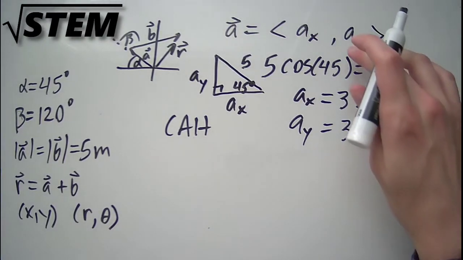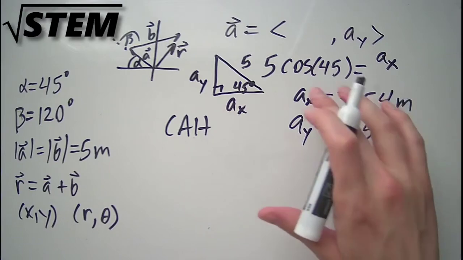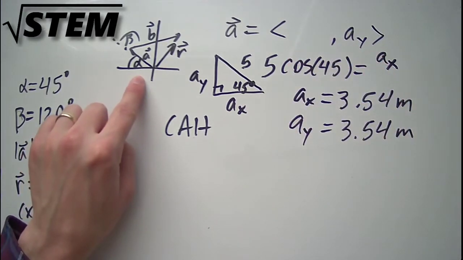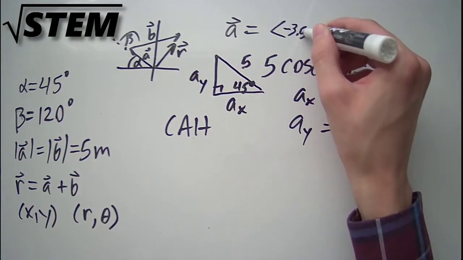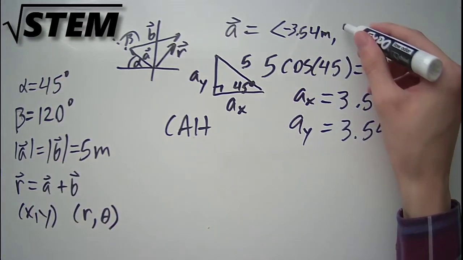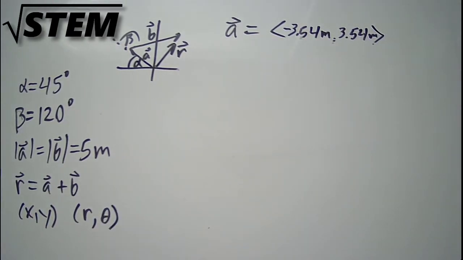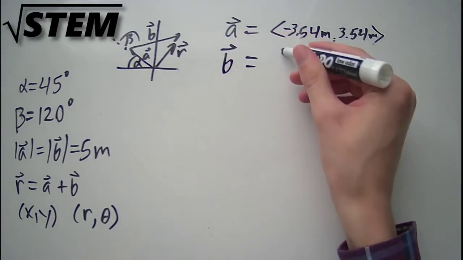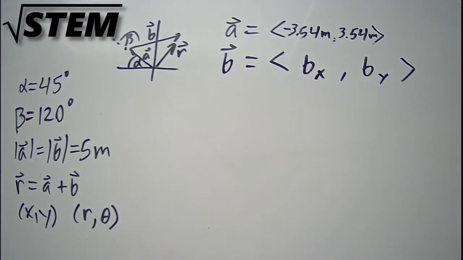That means Ay also equals 3.54 meters. So we can put these up here in our vector brackets. Now before we just write 3.54 in the x spot, let's remember that it's pointing in the negative direction. So that's actually going to be negative 3.54 meters in the x component, and over here for y it's pointing in the positive y direction, so that is just 3.54 meters. Now to get B, you know that B will equal some x component and some y component, so let's draw a triangle for it too.